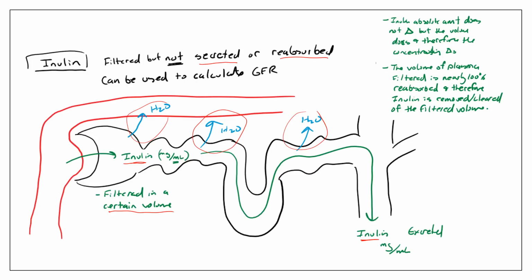Now the clearance of inulin, that volume, again, remember the units of clearance are mils per minute. So that rate, that volume over time that's being cleared, would represent our GFR.